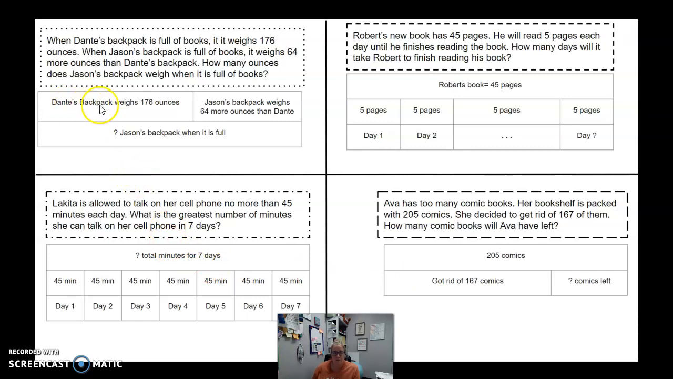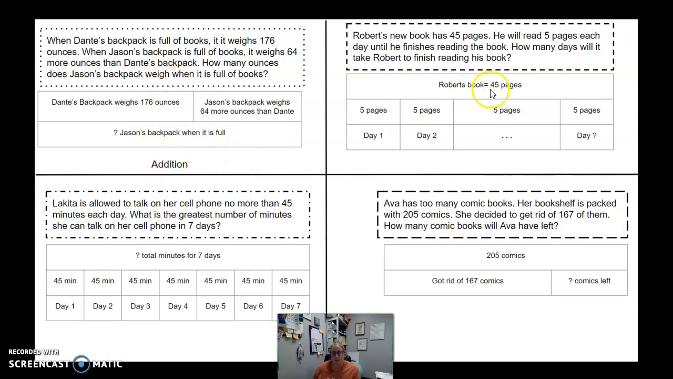So back over here to this Dante backpack question, I know that Dante's backpack weighs 176 ounces, and Jason's backpack weighs 64 more ounces than Dante's, and we are trying to figure out how much Jason's backpack weighs when it's full. So if I'm putting these two numbers together, what am I going to do? Add, subtract, multiply, or divide? Let me hear you. Oh, I heard some of you say it right. We are going to add, or we're going to do addition to solve this problem.